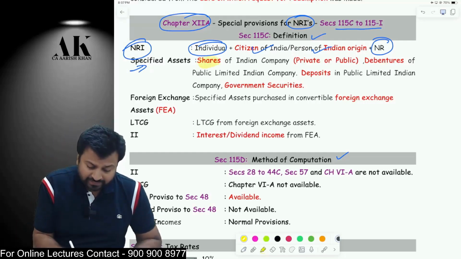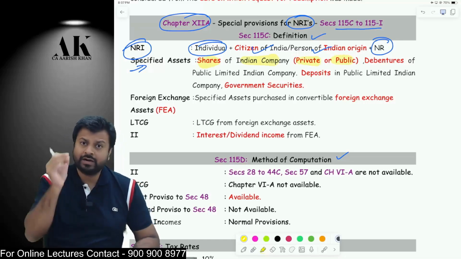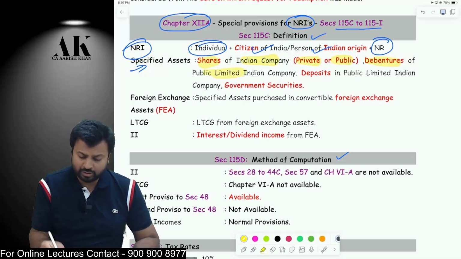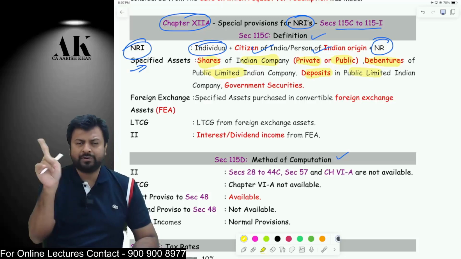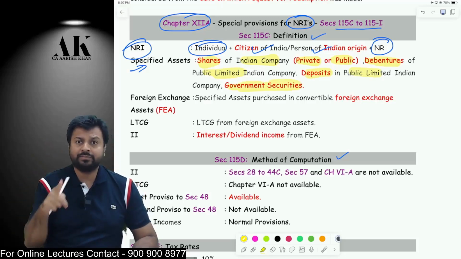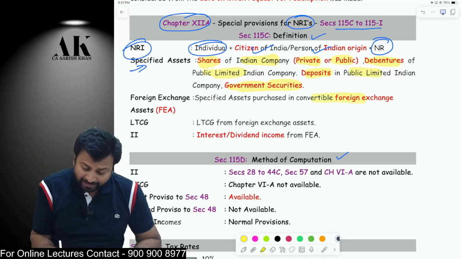First, shares of an Indian company, private or public, both the shares will be covered, but he should purchase in foreign currency. Debentures of only public companies, debentures of private companies not covered. Deposits of only public companies, deposits of private companies not covered. Government security. Shares of both the companies covered, but debentures and deposits of only public companies covered. He should buy this in foreign currency.